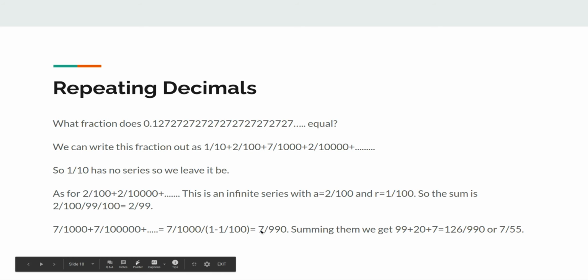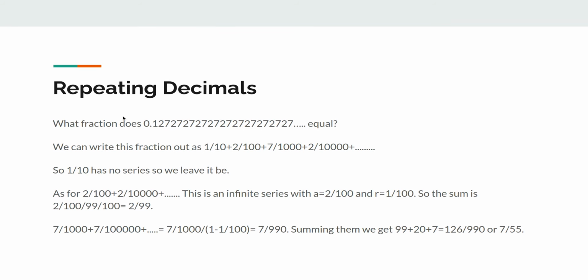So you want to find out, what is the sum of all of these? It's going to be 7 over 990 plus 2 over 99 plus 1 over 10. And you're going to get 7 over 55. So your fraction is 7 over 55. So this whole thing is equal to 7 over 55. You guys get that? The technique?